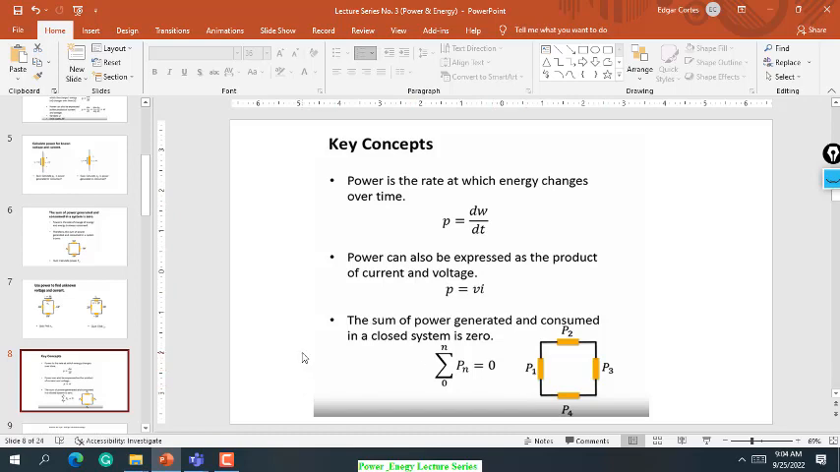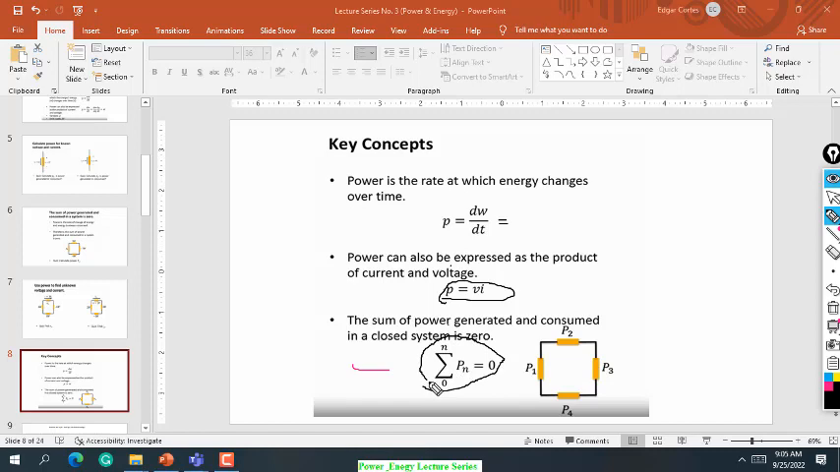As a summary, no, of voltage and power, power, voltage, and relation to current. So power is the rate at which energy changes over time. That is mentioned kanina, no. So that is W over T, no. Okay, so W over T. So power can also be expressed as the product of current and voltage. So in order to sum the power generated and consumed in a closed system, that is equal to zero, no. As this is the general formula.